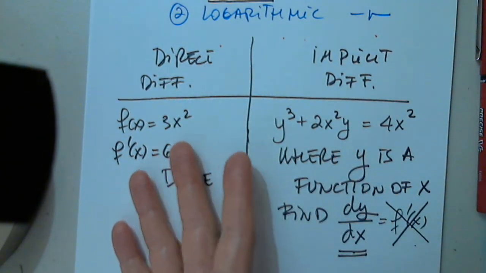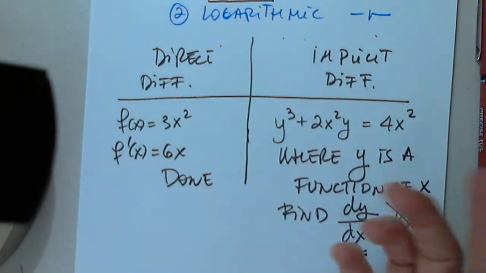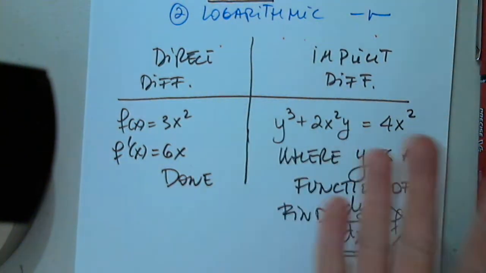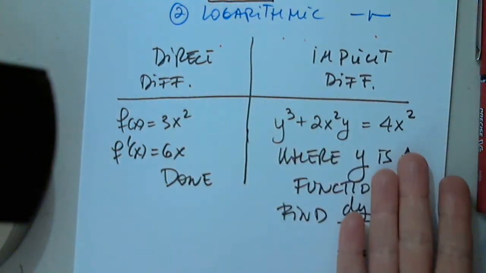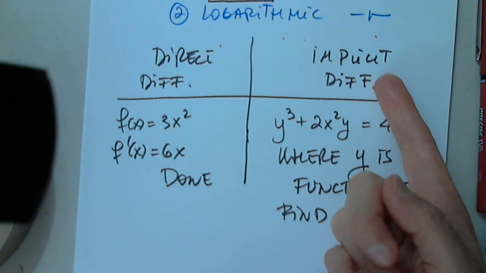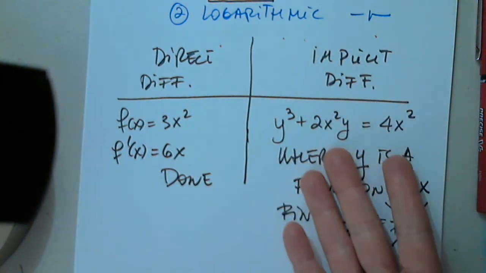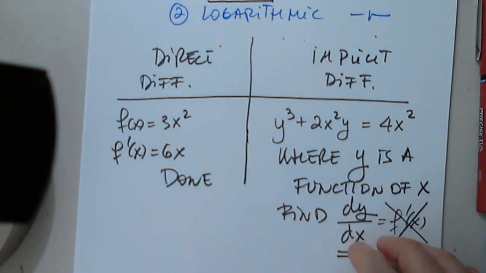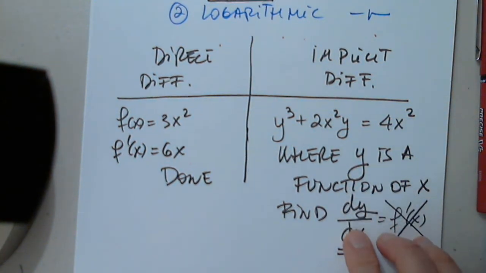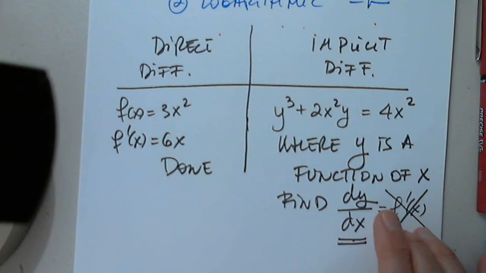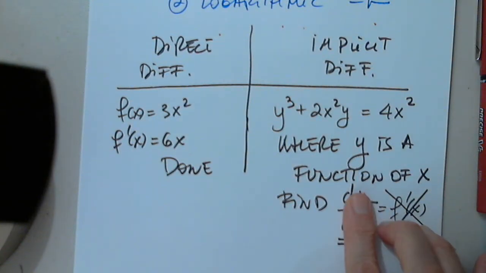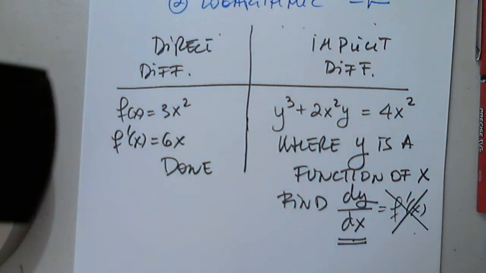Here the function was given directly. I was able to differentiate directly. Here I'm given the function, but in a roundabout way, in an equation. And since I cannot solve it, I can still find an expression for dy over dx. You could say, oh yeah, you can, but it will still depend on y. Yes, it will.